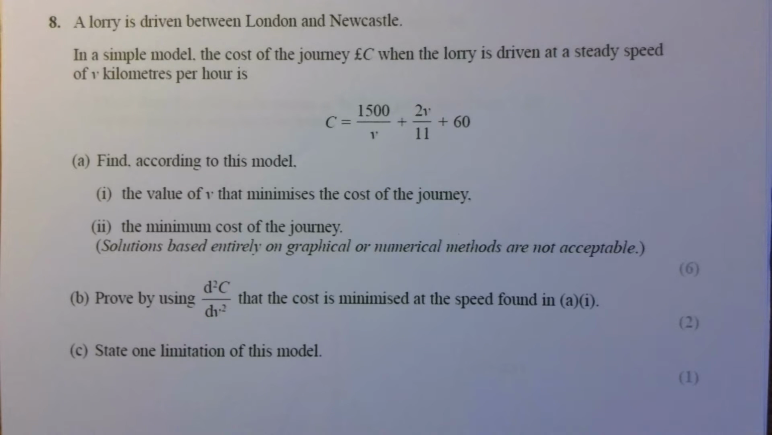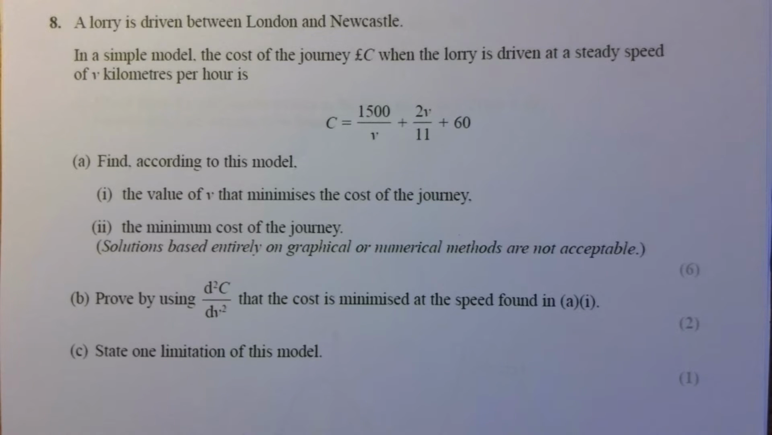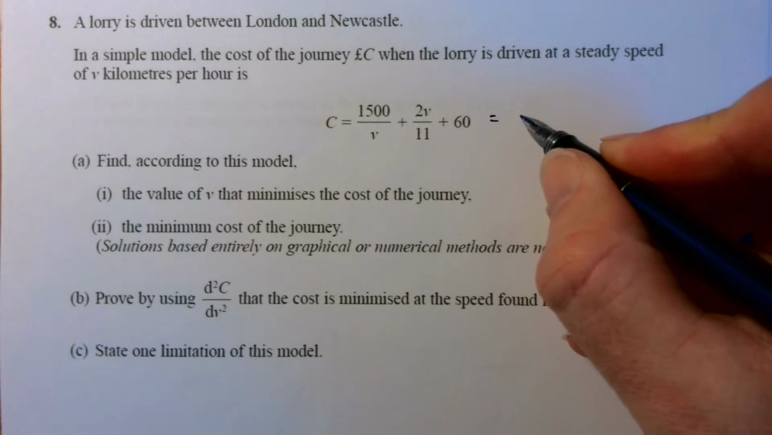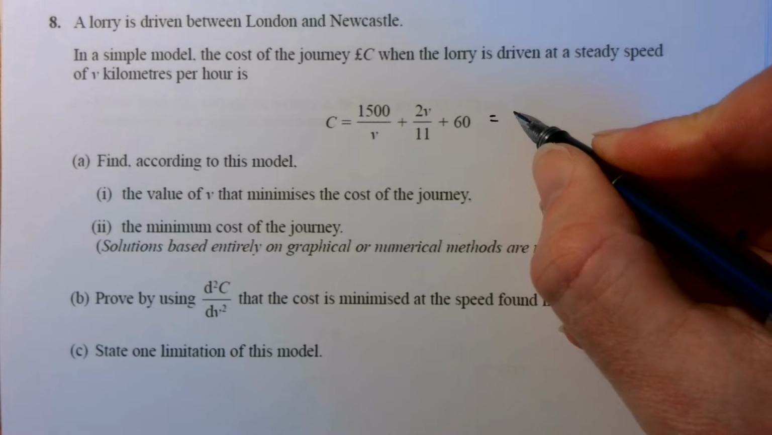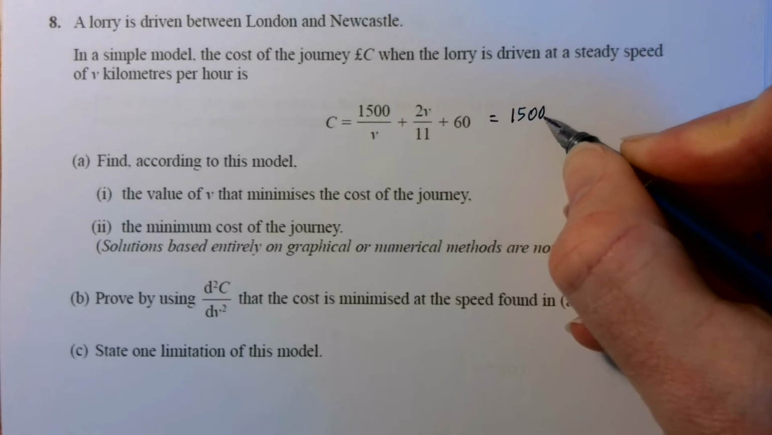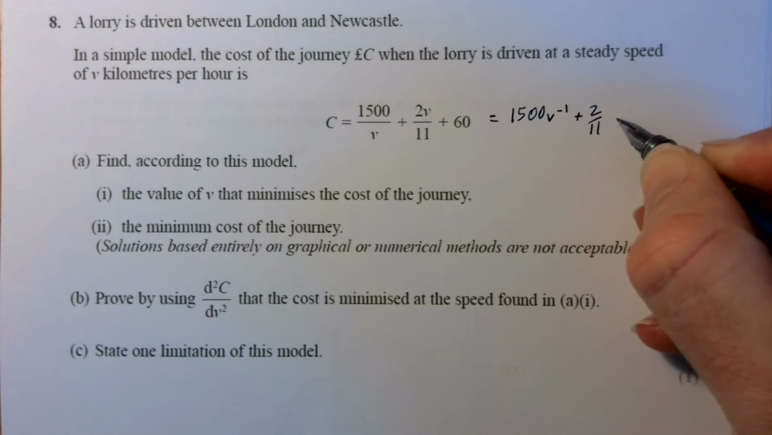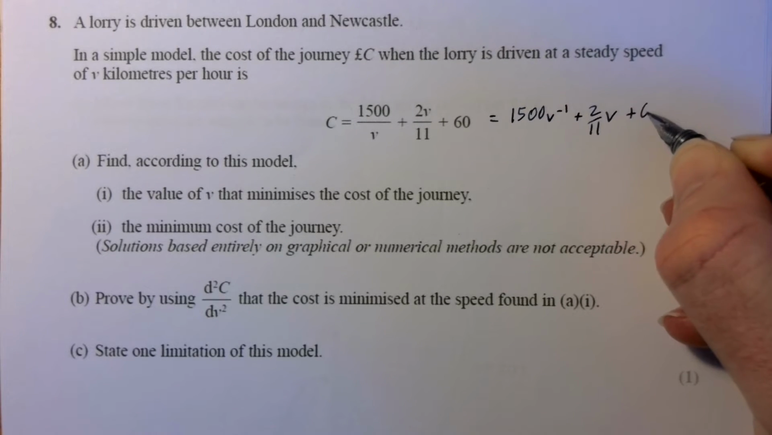Okay, so here we've got a little bit of modelling with differentiation. How do I know it's about differentiation? Because it wants a cost that minimises the minimal cost. Well, we're dealing with a curve here, so when the curve turns, the gradient will be 0. So what we need to do first of all is change this so that we've got powers of v. So I would call c equal to 1500 v to the negative 1 plus 2/11ths of v plus 60.